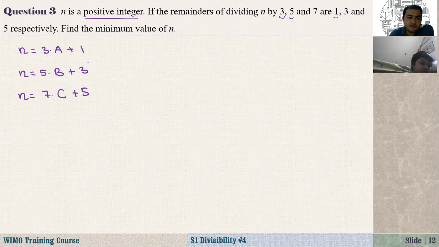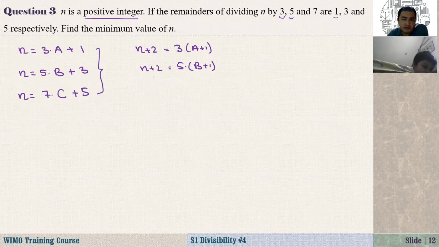And if you notice here, if I just add 2 to all sides of this equation, here we have n plus 2. Here we have 3a plus 2, which is 3 times a plus 1. Which means that if I add 2 to n, it will be divisible by 3. The same thing for the second equation: n plus 2, I have here 5b plus 5, which is 5 times b plus 1. That means if I add 2, that number will be divisible by 5. And the last one, n plus 2 is equal to 7 times c plus 1. What does it mean? It means that n plus 2 is divisible by these numbers.